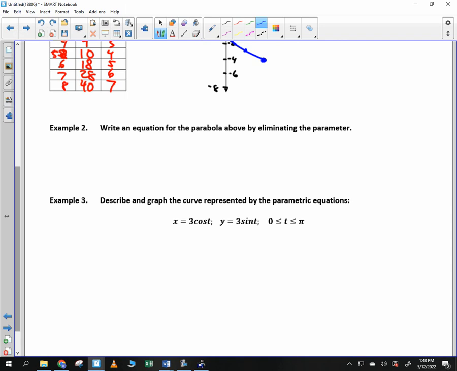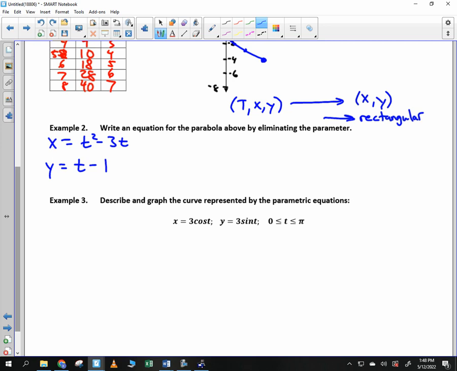It says write an equation for the parabola by eliminating the parameter. By eliminating the parameter, we mean putting it into rectangular form. So right now it's in parametric form, and parametric form is of the form t, x, y. We want to take it from that form and turn it into the xy form. So all we have to do is get rid of the t variable. Notice I have x is equal to t squared minus 3t, and I have y is equal to t minus 1. Can anybody think of something I could do to make t go away and only have x and y?